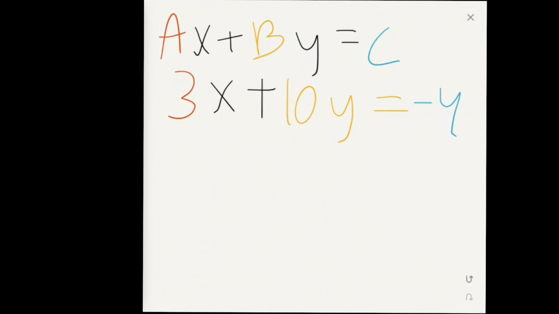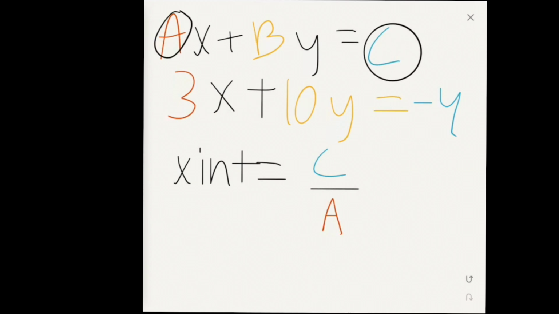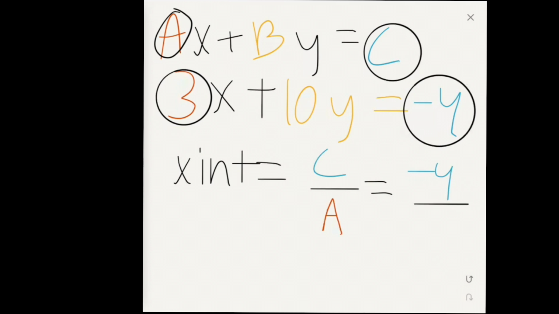Okay, so there's an easy shortcut to find the x-intercept. So use the shortcut. X-intercept is equal to c over a. You might be wondering, what is c over a? Where do I get those values? It's simple. C over a. So you can see in our equation, the value of c is negative 4 and the value of a is 3. So this is equal to negative 4 divided by 3.